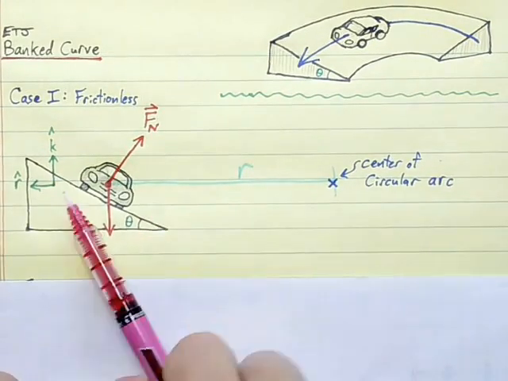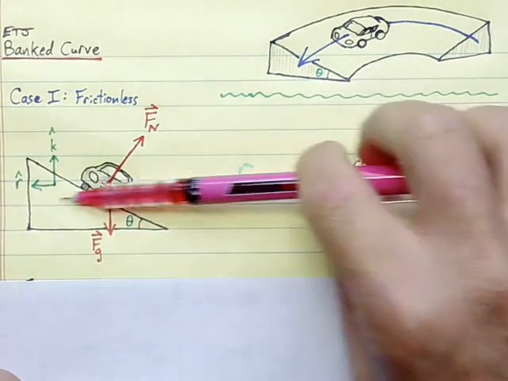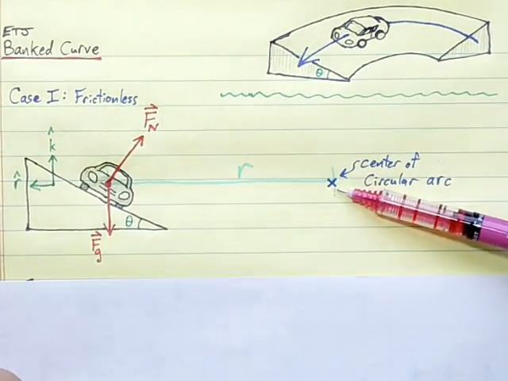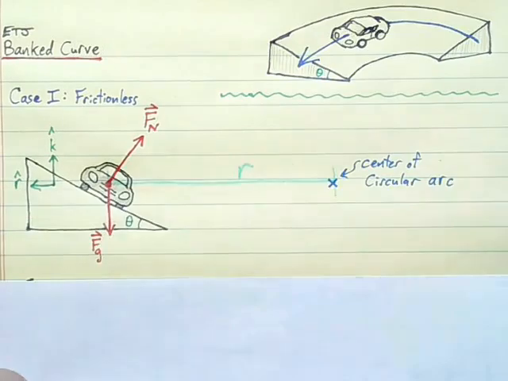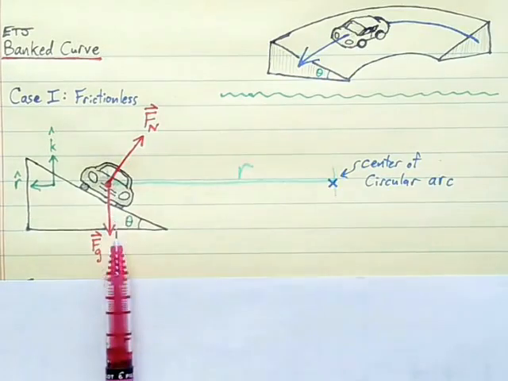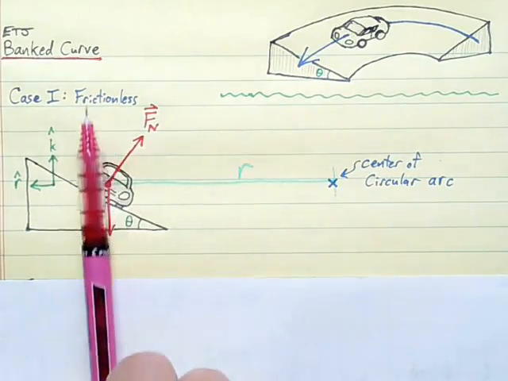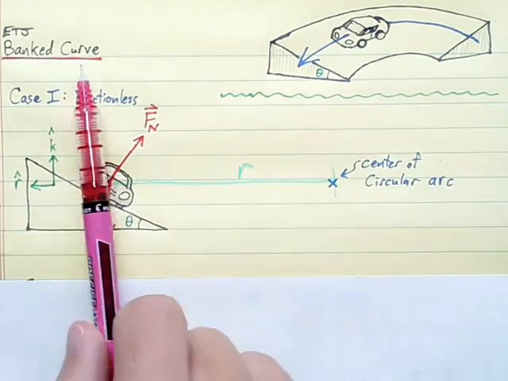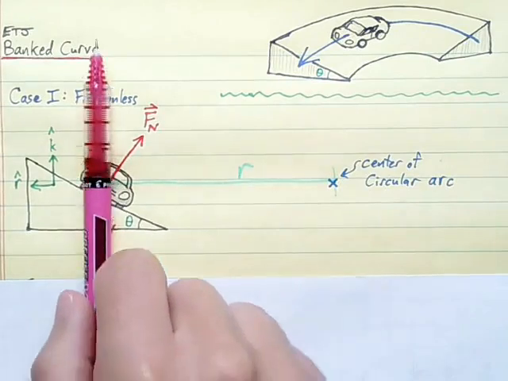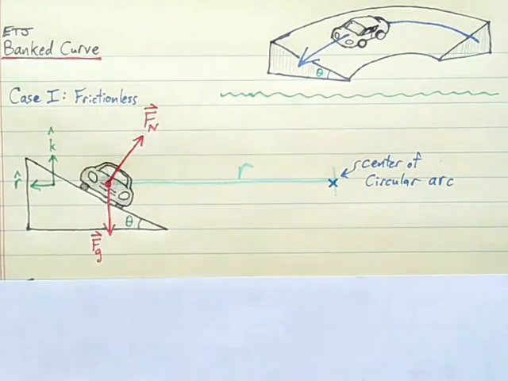We stick with a radial axis pointing straight out from the center of the circular arc over here, so a radial axis that way, and then a vertical axis, we'll call it the Z direction this way, our k-hat axis, like that. So we'll have radial and vertical axes, not tilted axes. That's the whole key to successfully analyzing the banked curve.